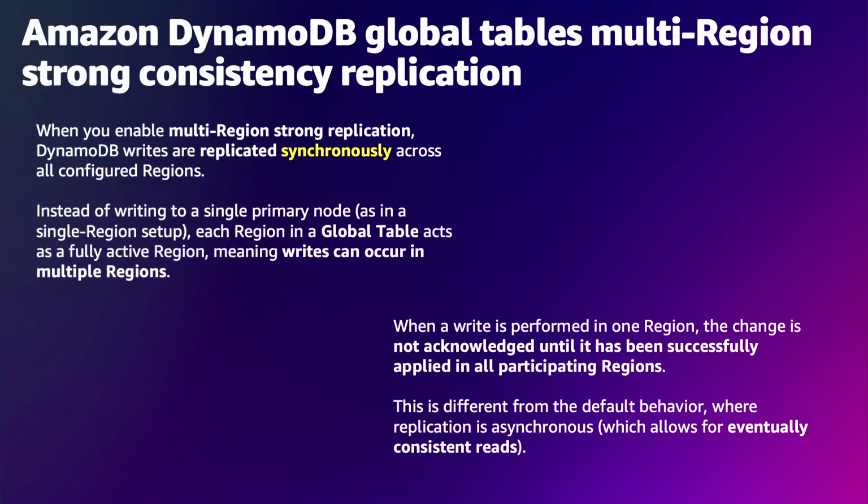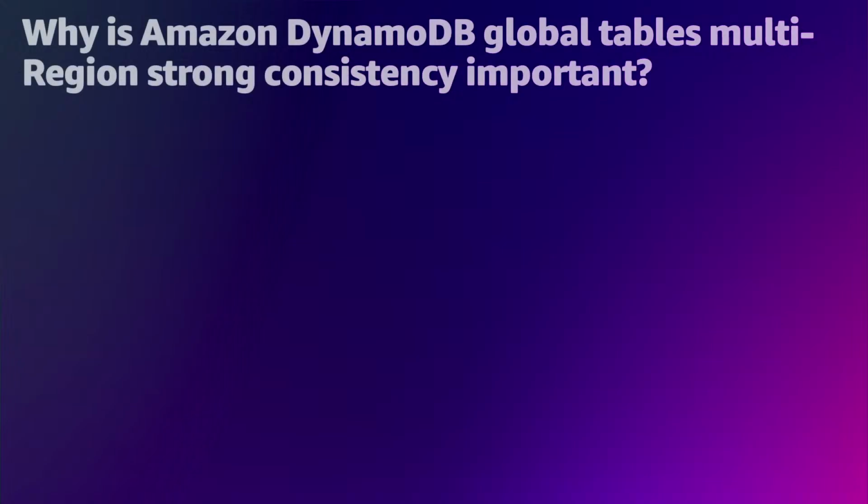Instead of writing to a single master node or main node, as we mentioned just now, each region in a global table will act like a fully active region, so writes can occur in multiple regions at the same time. So, okay, this is cool, but why is it so important, you might ask? What is RPO? Who knows what RPO is?